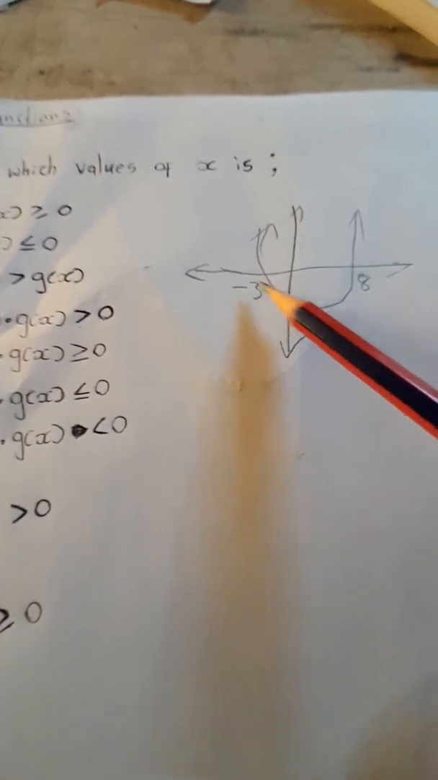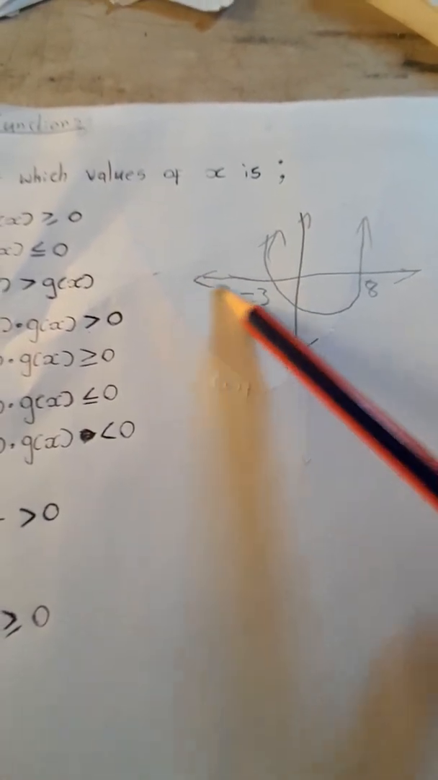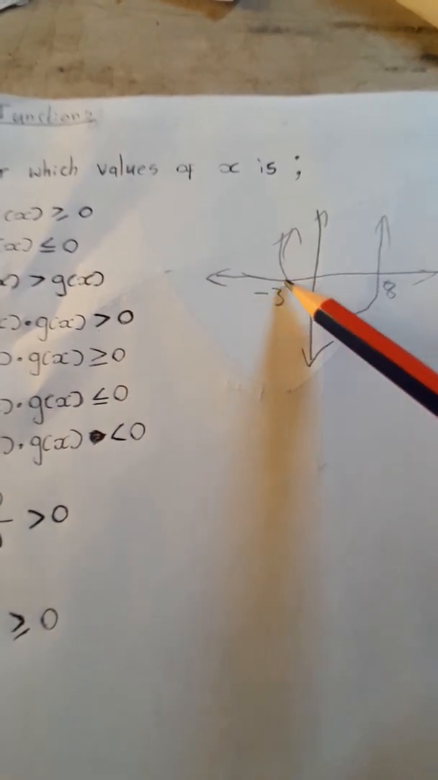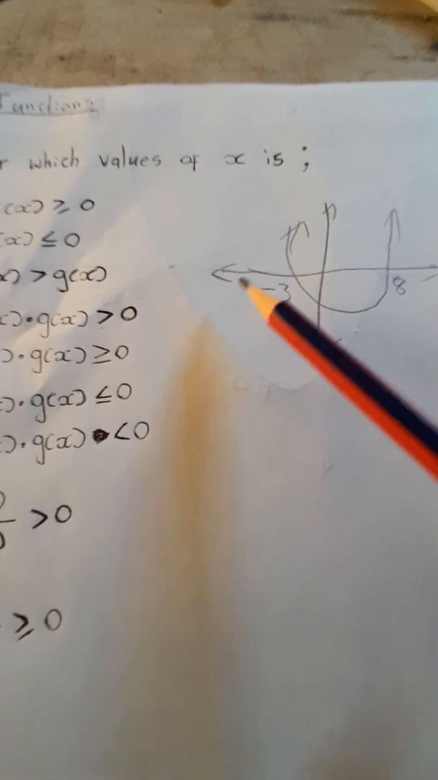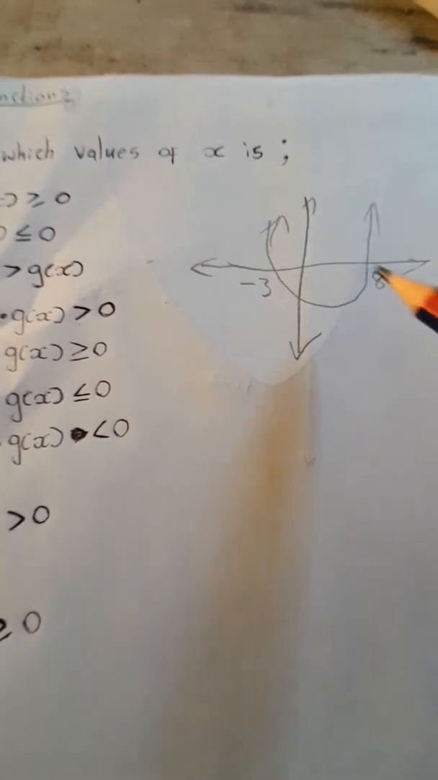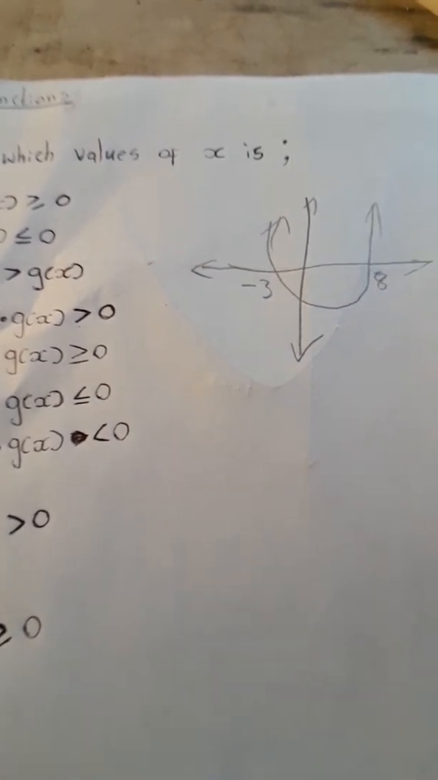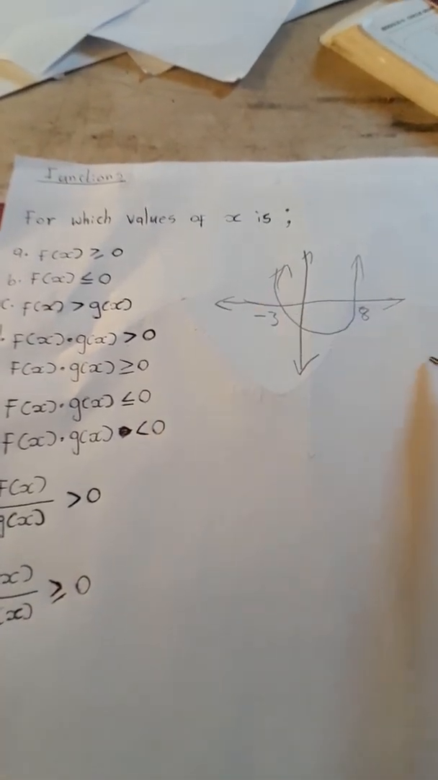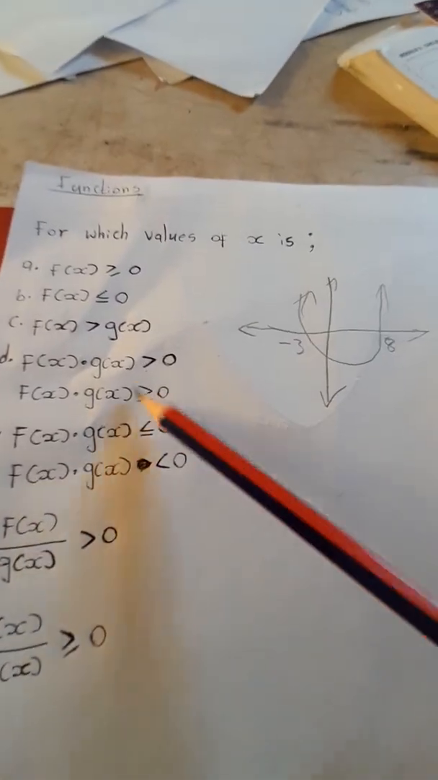above 0. When we are talking about 0, we are talking about this line of the x-axis here. It is above 0 when x is less than -3 or when x is greater than 8. This is where this graph lies above 0.